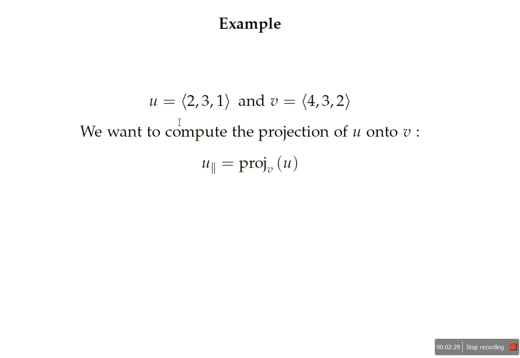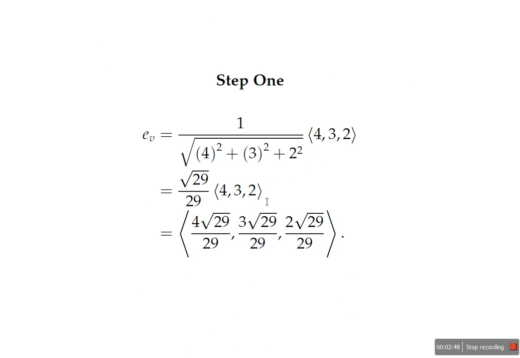So, here is an example. Suppose that U has components 2, 3, 1 and V has components 4, 3 and 2. And we want to compute the projection of the vector U onto the vector V. Step 1. We first compute the unit vector in the direction of the vector V. How do we do that? We scale the vector V by 1 over the magnitude of the vector V. So one obtains 1 over the square root of 16 plus 9 plus 4 times the vector of components 4, 3 and 2. You might want to pause the video for a few minutes just to check these computations.